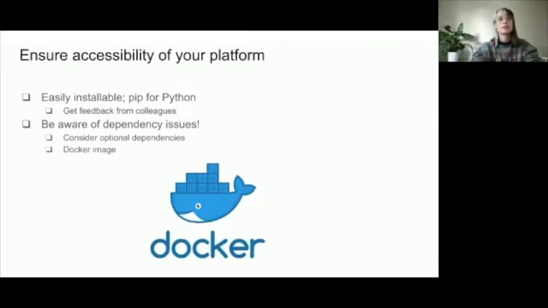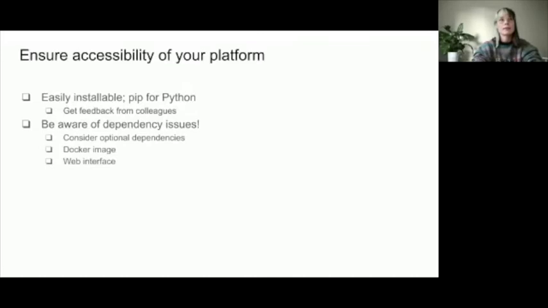Another way to deal with difficult dependencies is to provide a Docker image. A Docker image is basically a containerized version of your code that is executable and that already contains all the environment setup and dependencies inside it. And of course, you can also omit the need for installation altogether if you have a web interface.